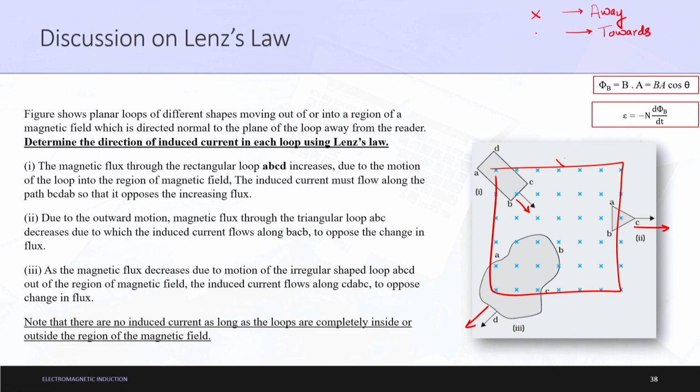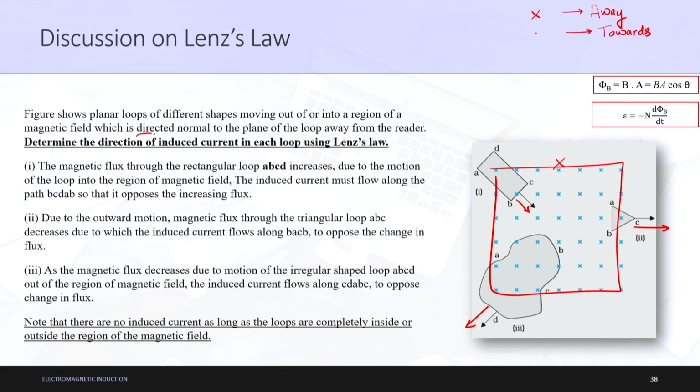It is directed normal to the plane of the loop because if I show you like this, this is the plane here and you are going inside. As it is normal, it is perpendicular, hence it is written that it is directed normal to the plane of the loop, away from the reader. As I already told you, it is away from the reader. So, only that line has been iterated here. Let us move on to the next line.